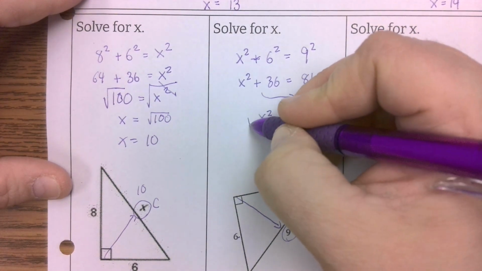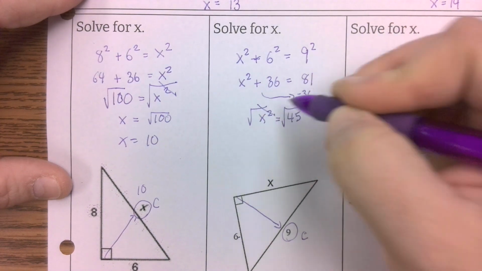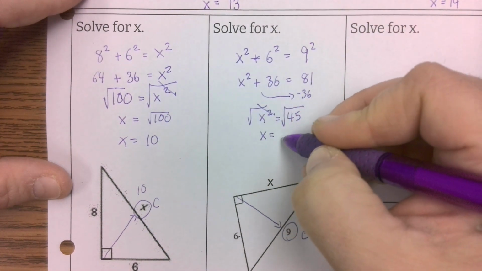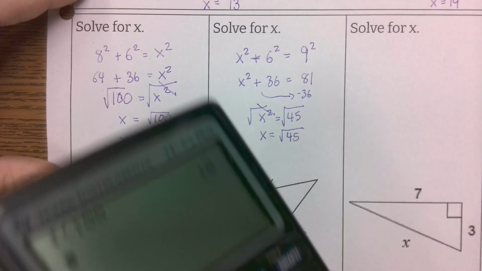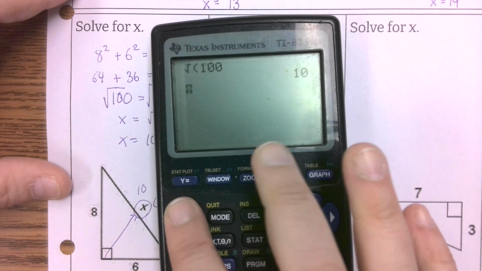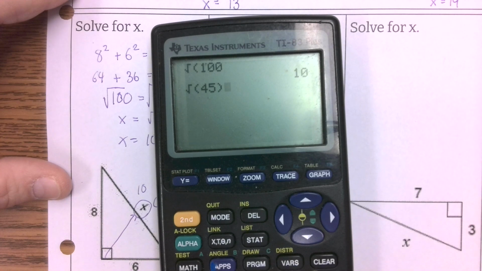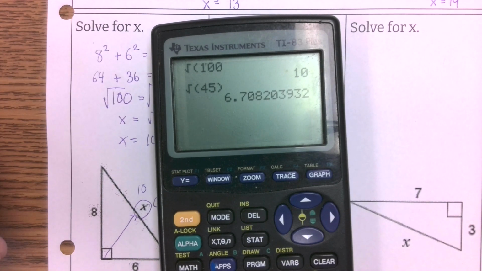Okay, so now I have to take the square root to cancel that out, and I get x is equal to the square root of 45. Then I use my handy-dandy calculator, and we're going to check. Second, square root, 45. Here's the thing. See how I get a decimal?